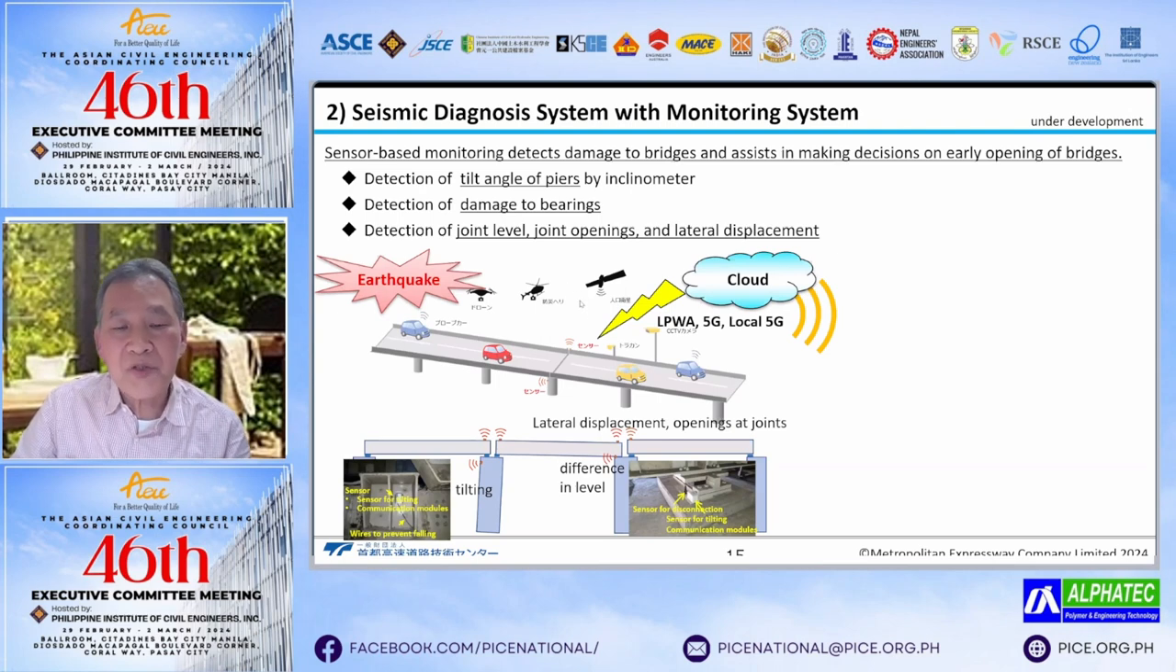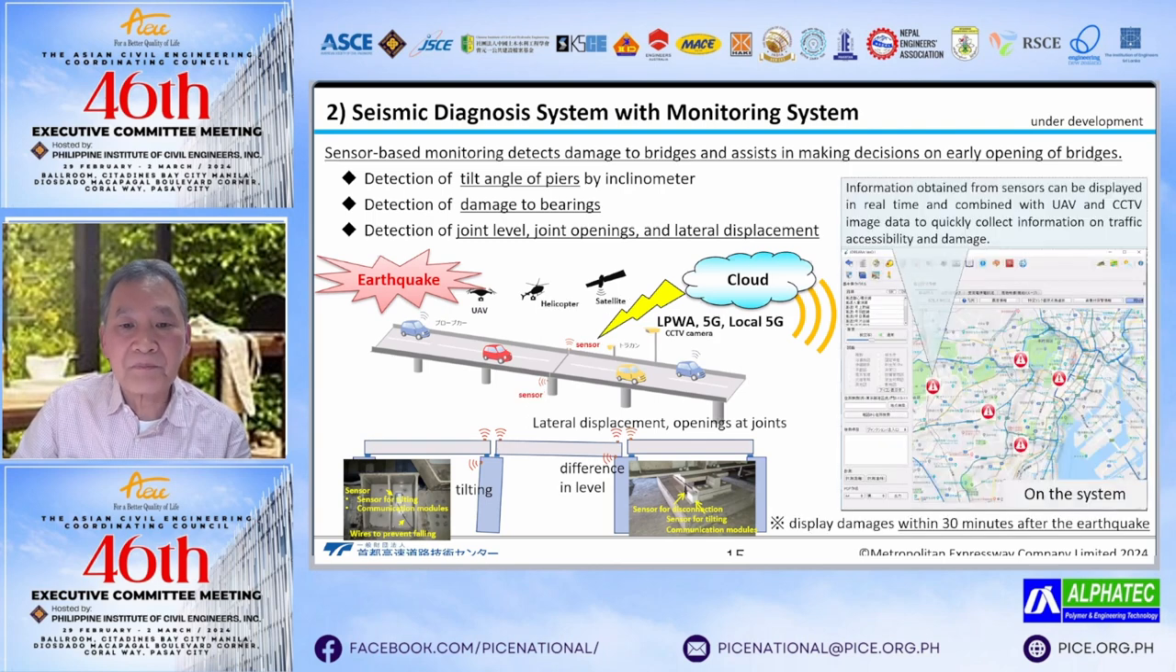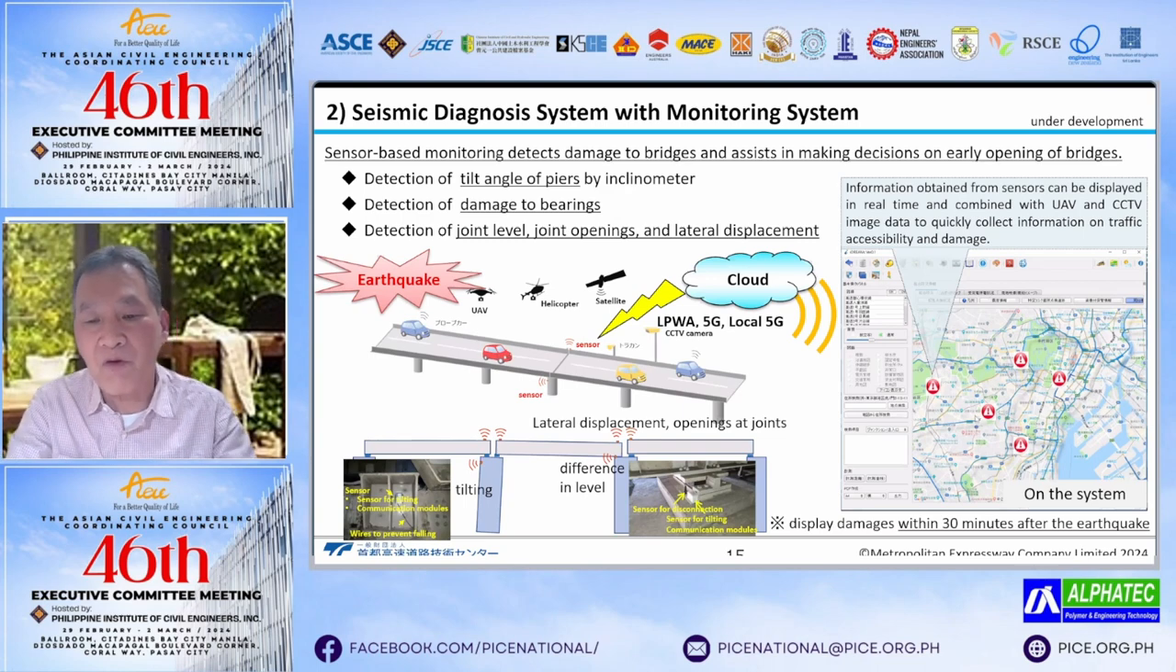So how to get this information? We're now developing a sensor. In between the girders, we have sensors to detect lateral displacement, the opening of the joint and difference in the level, and also to measure the tilting angle of the piers. The result from these sensors is transmitted to the cloud, and then shown on a map on this platform.